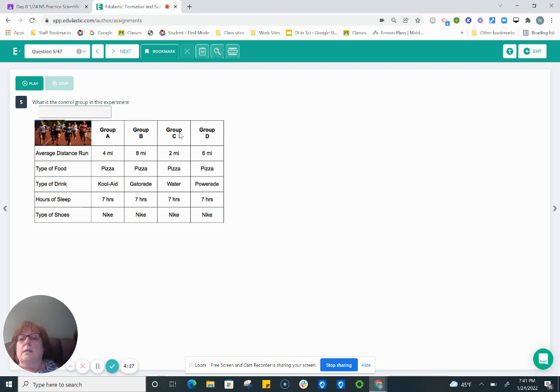So which one of these is the control group? This is what you want to compare your results to. So you have people drinking Kool-Aid, Gatorade, water, Powerade. Your best control group here is going to be the people drinking water, because it's not going to have sugar or salts in it that might affect how the body responds and maybe give them more energy to run. So here it's group C is your control group.